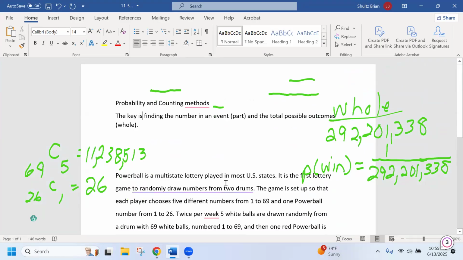So that's our talk about probability and counting methods. Remember, as always, it is the part, or the number of ways an event can happen, over the whole, which is the total possible combinations.